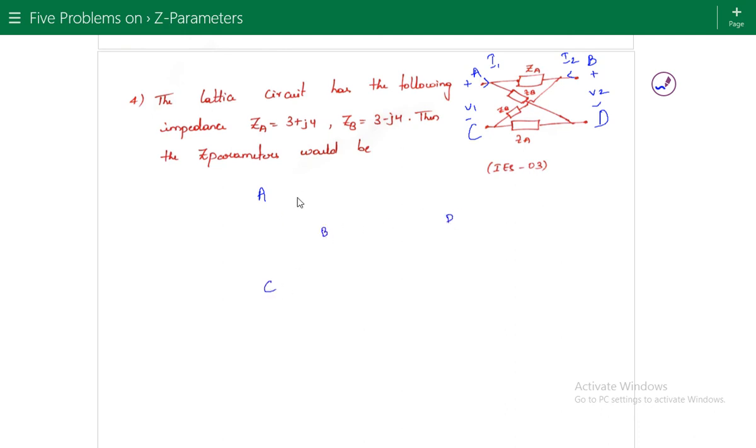See here, between A and B, what is the element? This is ZA. And between C and B, there is ZB. This is ZB. This is point B. Again between A and D, what is the element? Sorry, we'll draw it clearly.